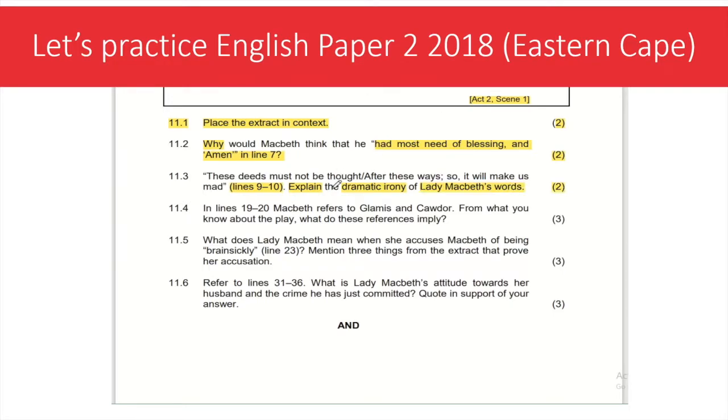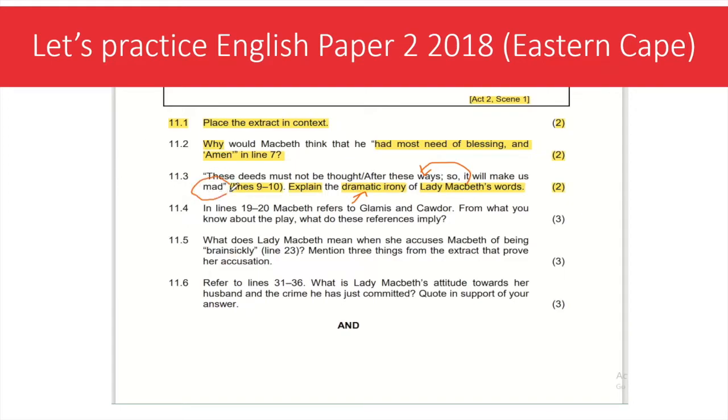So over here, you're going to get marks for explaining what dramatic irony is, and that is when the characters on the stage do not know something that we as the audience do. So we've got the inside intel, we've got the inside scoop, we've got the tea, and the people on stage do not. And we need to explain how these words that she's saying over here eventually become quite a part of dramatic irony. She's saying that these deeds must not be thought of. So you must just put these deeds, this murder, in the back of your mind, or it will make you mad.